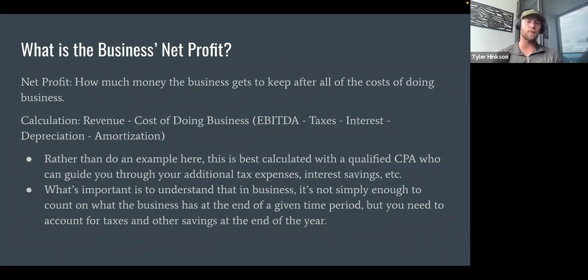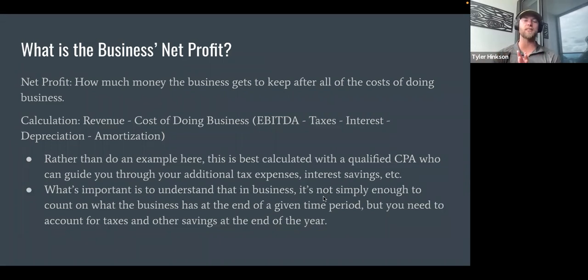And I'm not going to do an example because I'm not qualified as a CPA to actually tell you what is typical with taxes, interest, depreciation, amortization, how much you can actually write off, what your taxes are going to be. So I'm not even going to try to do that.